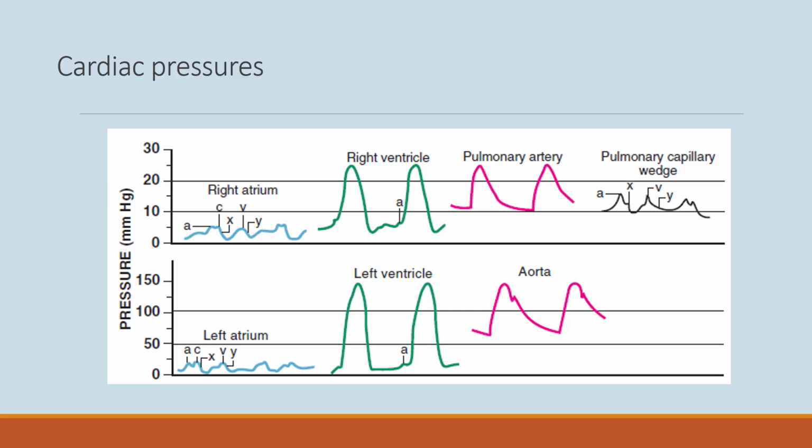And the aorta, as we know, the systolic is like the left ventricular, but the diastolic is higher because the aortic valve is closed in diastole. And you remember from the last lecture that left ventricular systolic pressure may be even higher when you have aortic stenosis.